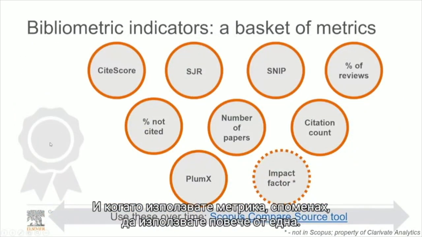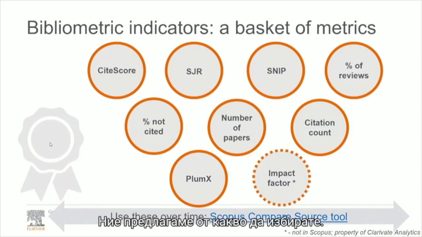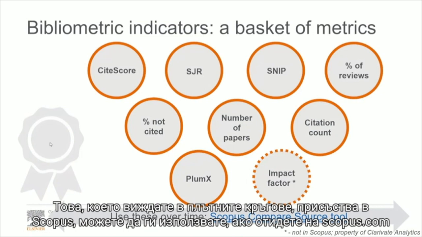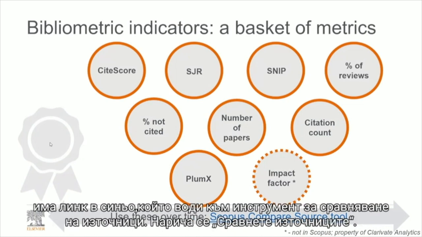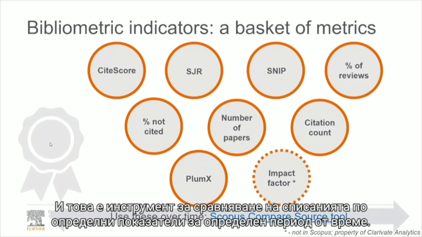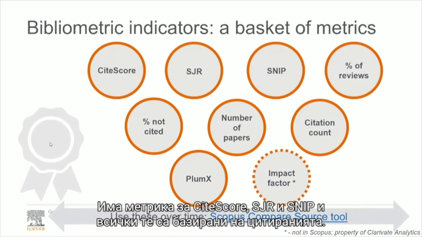And when you are using metrics, I mentioned use more than one. We have plenty to choose from. The ones that you see in solid circles are present in Scopus. You can use them if you go to scopus.com. On the blue ribbon, there is a tool to compare sources. It's called Compare Sources, and you can simply click on that, and that is a tool to compare journals through these metrics over a period of time. There are metrics called CiteScore, SJR, and SNIP. These three are all citation-based.